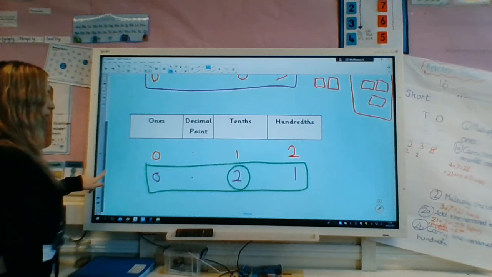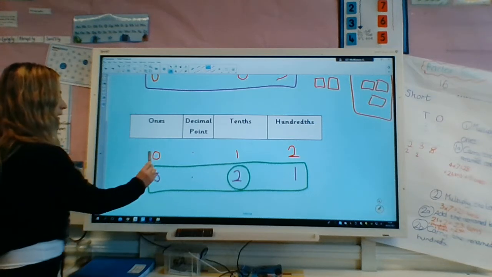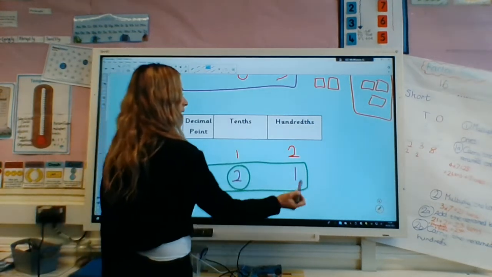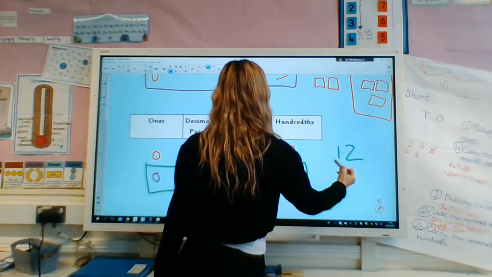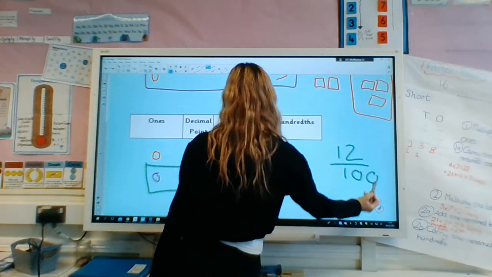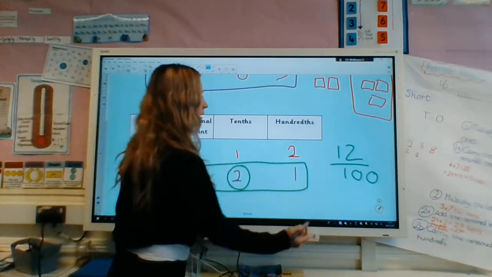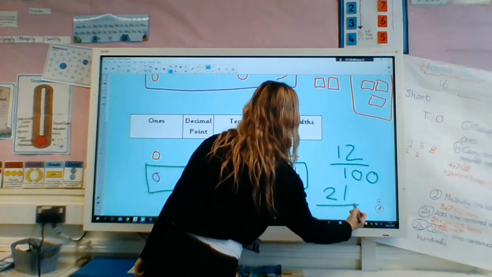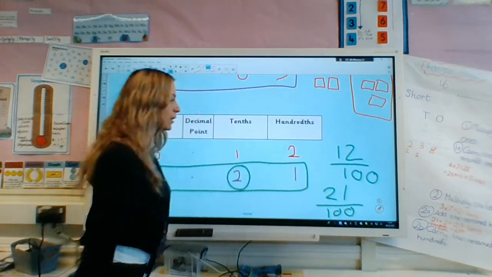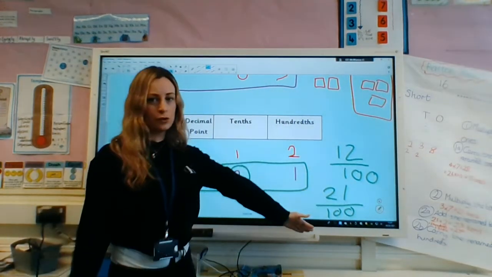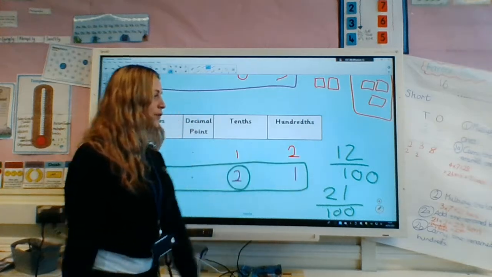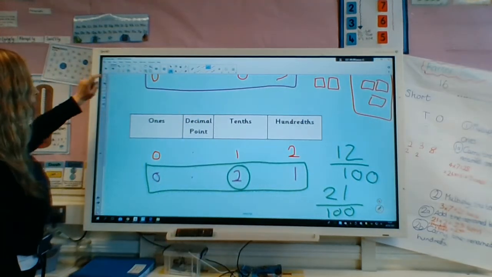And I'll show you that pictorially. So 0.12 is going to be 12/100ths. 0.21 is 21/100ths. So we know 21/100ths is greater than 12/100ths.